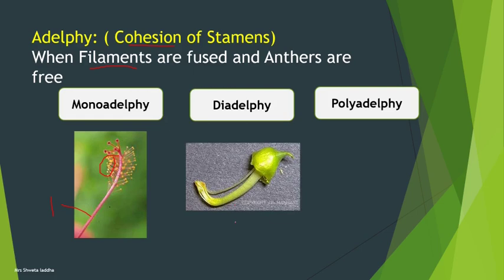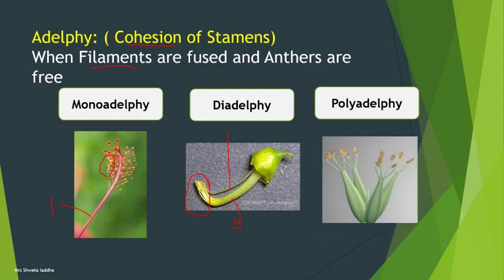Diadelphy can be seen in the pea plant. In the pea plant, there are 10 stamens, out of which the filaments of 9 stamens are fused together to form one bundle, and one stamen is separate. So there is a 9 plus 1 arrangement of the stamens. Here also the filaments are fused to form the staminal tube, but the anthers are free. This condition is called diadelphy.